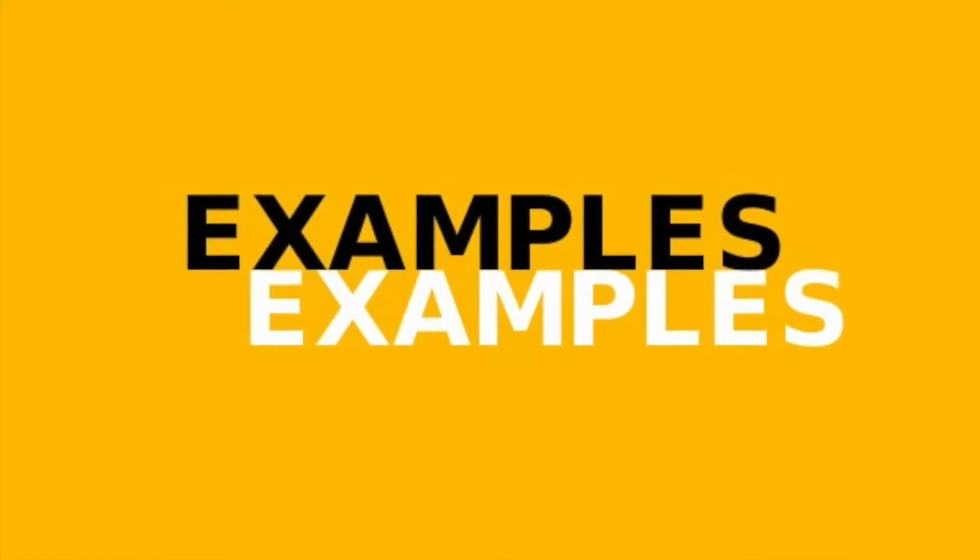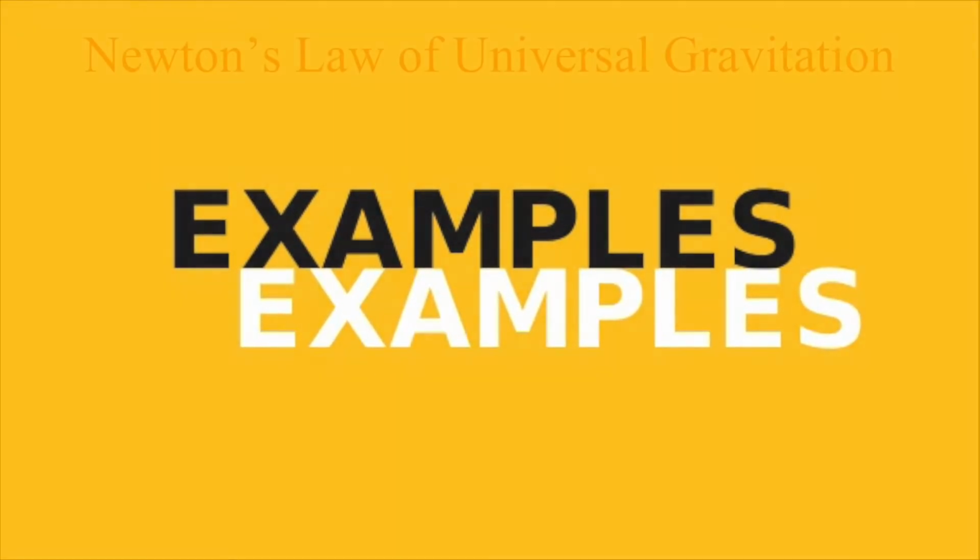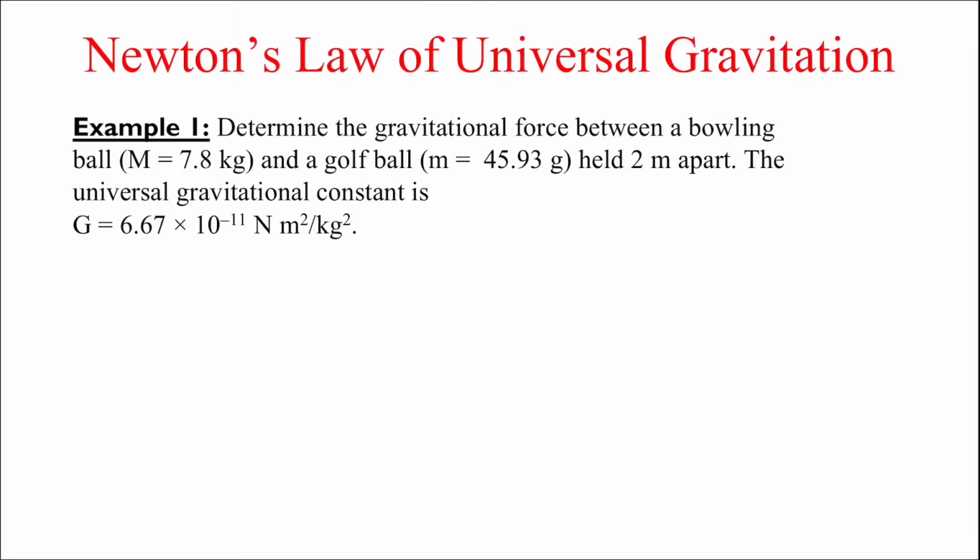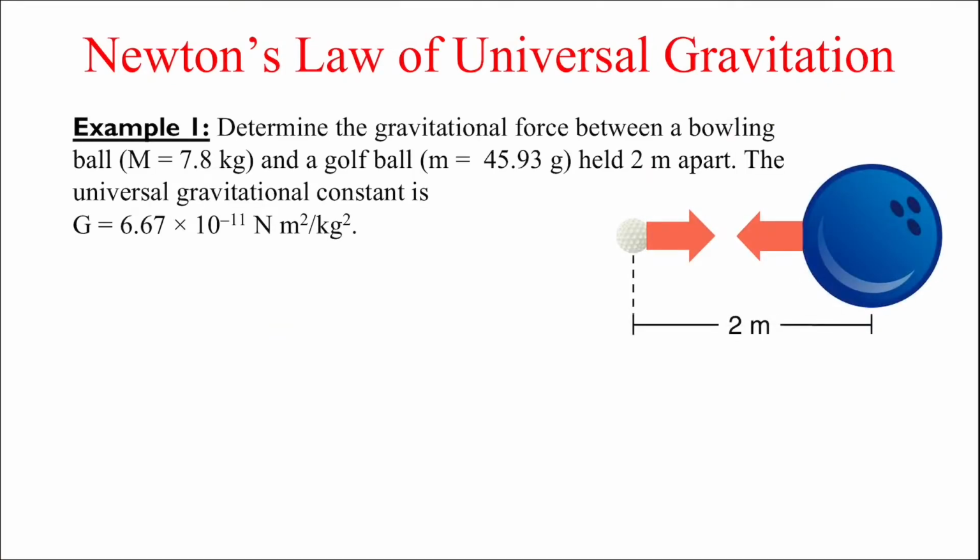Let's put this famous equation to use in our first example of Newton's law of universal gravitation. We must determine the gravitational force between a bowling ball and a golf ball held 2 meters apart. The universal gravitational constant G is also given in the problem, as it will be most times. To find the force between these two objects, we start with F equals GMm over r squared.